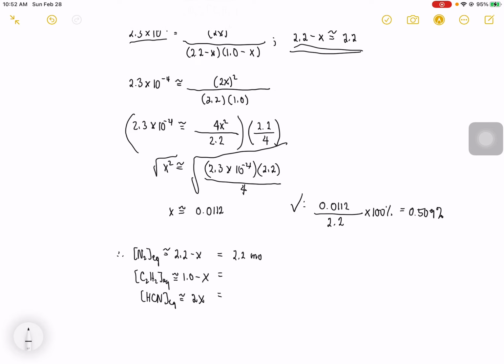So 2.2 moles per liter for nitrogen, 0.99 moles per liter for acetylene, and a concentration of 0.022 mole per liter for hydrogen cyanide.